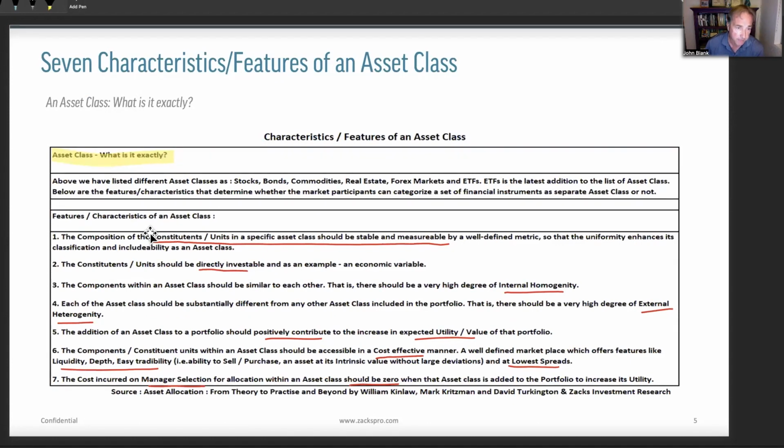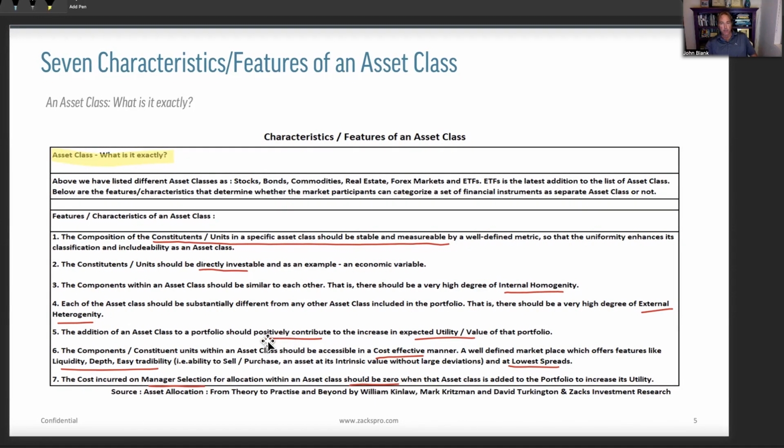So, 7 characteristics or features of an asset class. What is it exactly? First of all, the composition of the constituent units in a specific asset class should be stable and measurable. Number 2, these units should be directly investable, so you can put money directly on these units. Number 3, internal homogeneity. Within that asset class, they are homogeneous. However, outside that asset class, they're externally heterogeneous. They are different outside the asset class, but the same within the asset class.